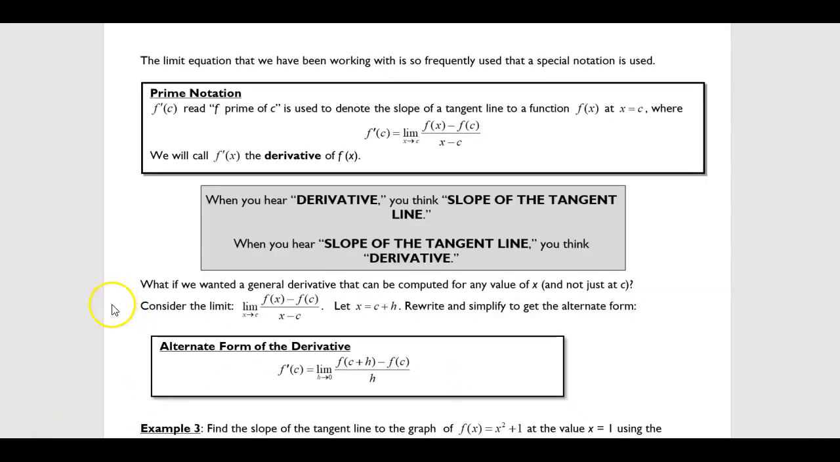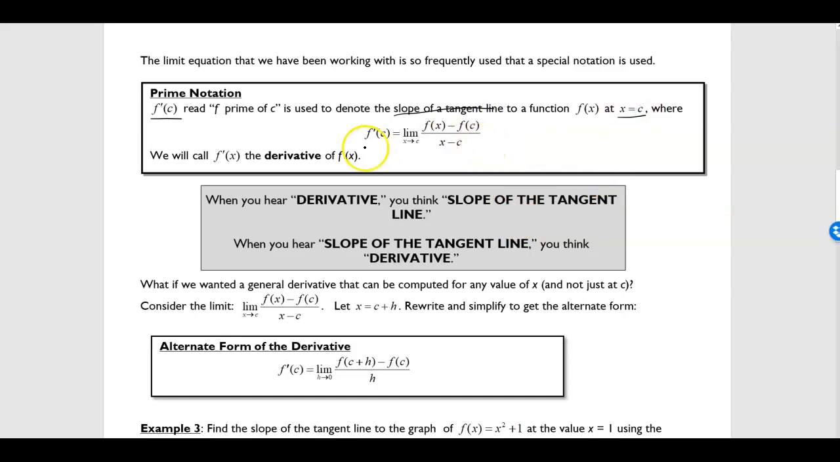So that equation for slope of a tangent line is really, really important in calculus. And so we actually have a special name and notation for it. The notation we use is f prime of c. It's like f apostrophe of c, but we read it f prime of c. That is the slope of a tangent line to a function f at x equals c. So it's slope at a particular point.